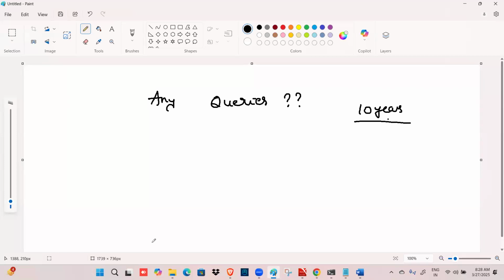Do you have any knowledge of ML and deep learning? No, I don't have any knowledge. Python? No, I only have C, embedded. So we need to start from the beginning.